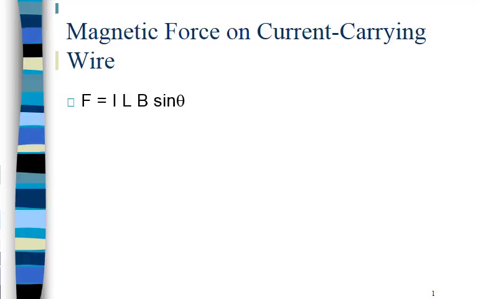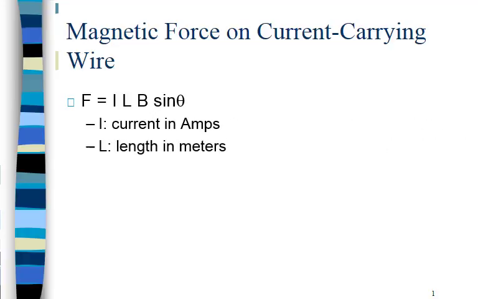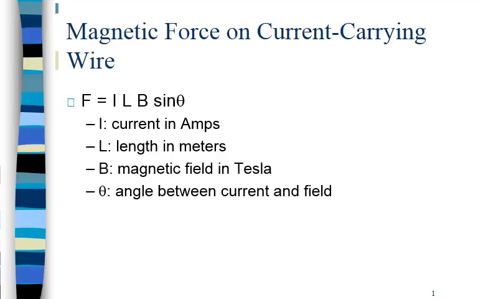And the way that we calculate this is multiplying the current times the length of the wire exposed to the field times the strength of the field. I is the current in amps, L is the length in meters, B is the magnetic field in Tesla, and theta is the angle between the current and the field.